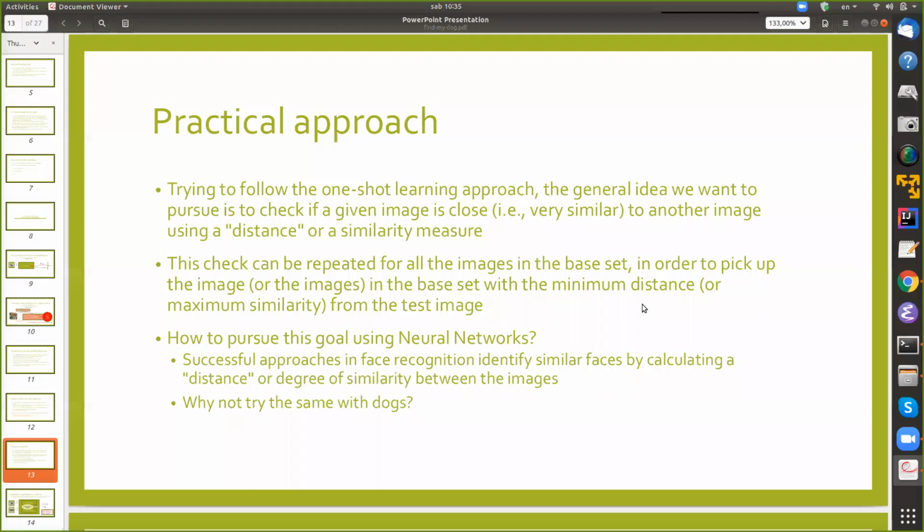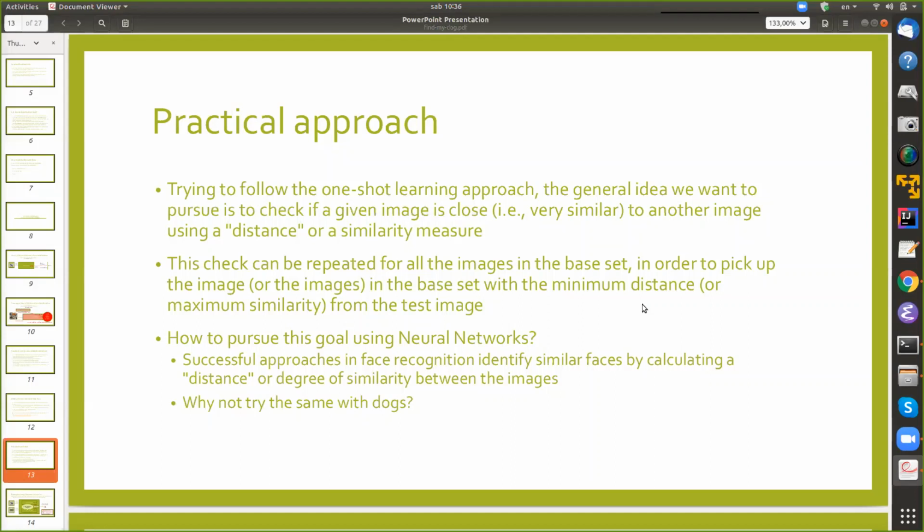assuming that the distance can go from 0 to 1, if the distance is 0 or 0.2, I say the image that I found is very similar to the image that I gave as a test. If I did not find any image very close as a distance to the test image, I could say, okay, there are no images that let me identify the dog that you are trying to identify. So we usually use a threshold.